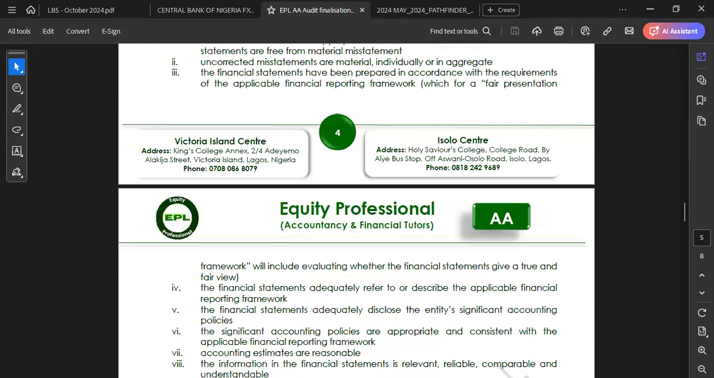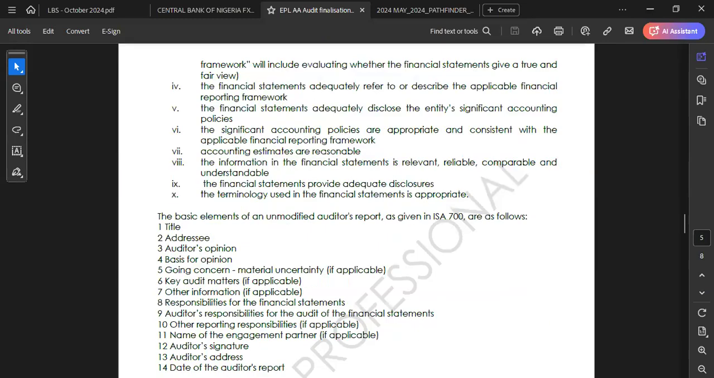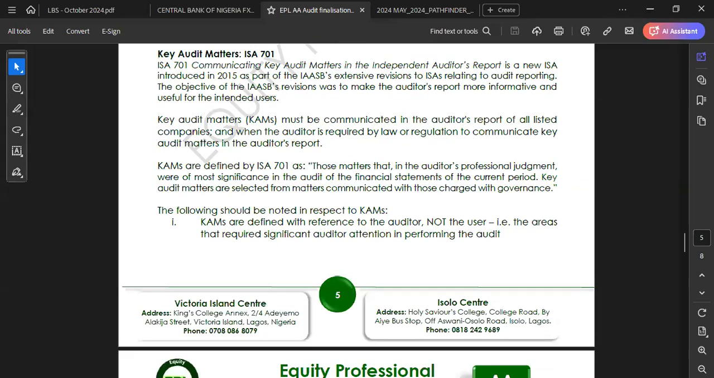So don't cram your head there. When you see the question, go back to the test for now. So if you are doing your revision, once you finish a topic, don't read the whole text or the whole pack and then start answering questions. You need to familiarize yourself first with the question. So what we're saying here, key audit matters.